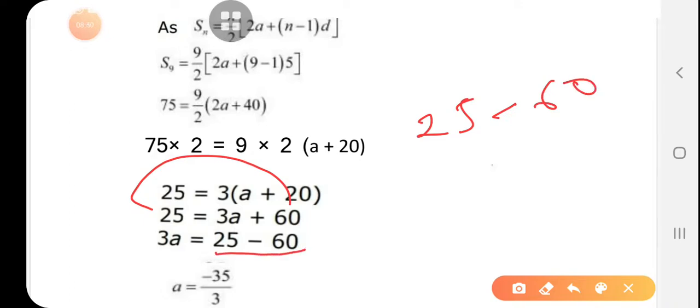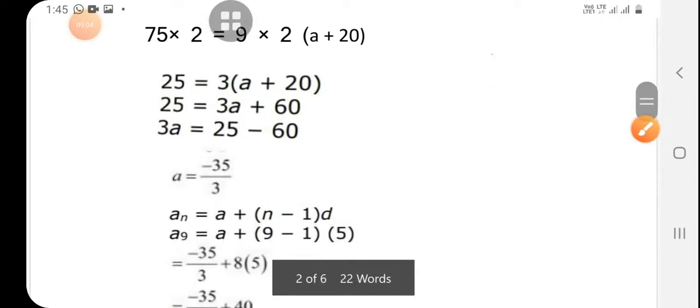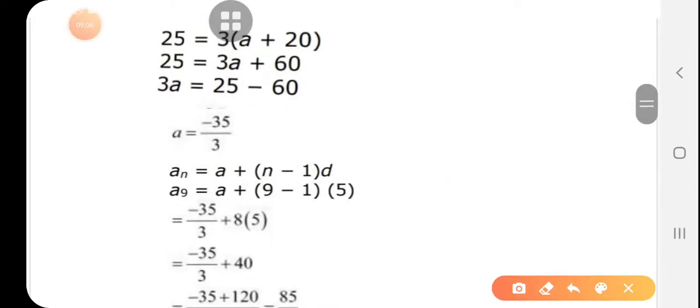Then we got 3a. If we subtract 25 minus 60, the value will be minus 35. So 3a is equal to minus 35, and a is equal to minus 35 by 3, because 3 will be divided. Clear? Now you have to find the ninth term.